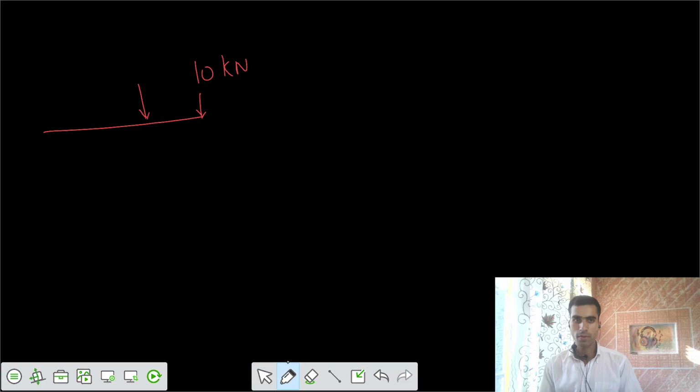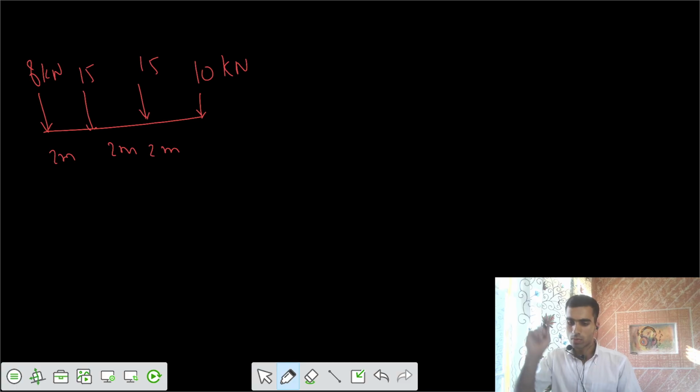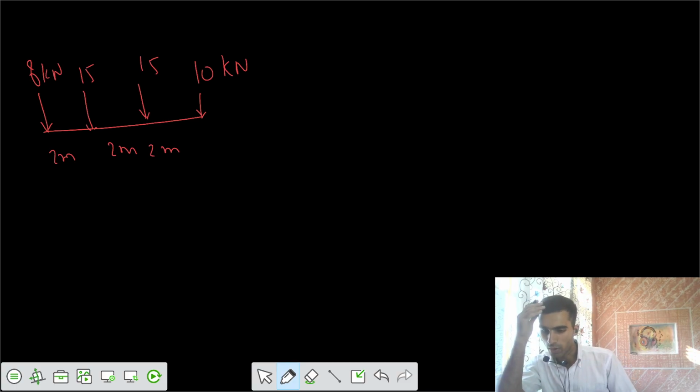Next one is 15 kilonewton. Third is 15 kilonewton. Fourth is 8 kilonewton. And the spacing is 2 meter, 2 meter, 2 meter. 1, 2, 3, 4. How many loads do we have? 10, 15, 15, 8. I think we have 4 loads. The spacing between them is 2 meter each.